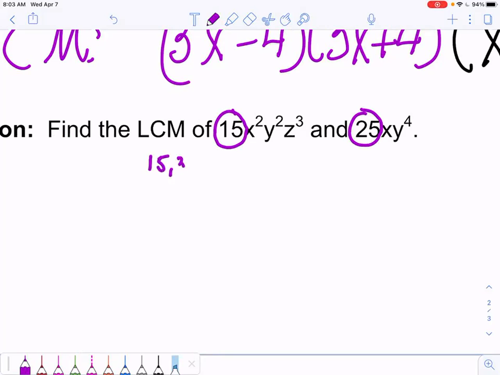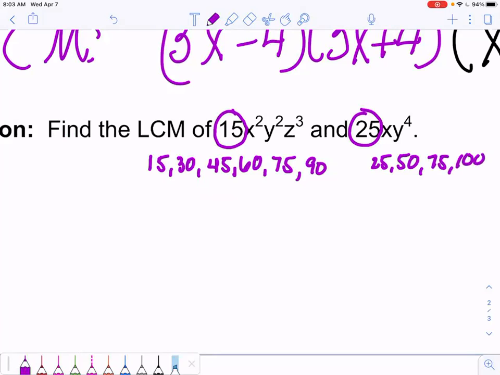So 15, 30, 45, 60, 75, 90, 25, 50, 75, 100. Is there a number, the first number that they would have in common? Ella? 75. 75 is the first number that they divide into. So the least common multiple is going to be 75.